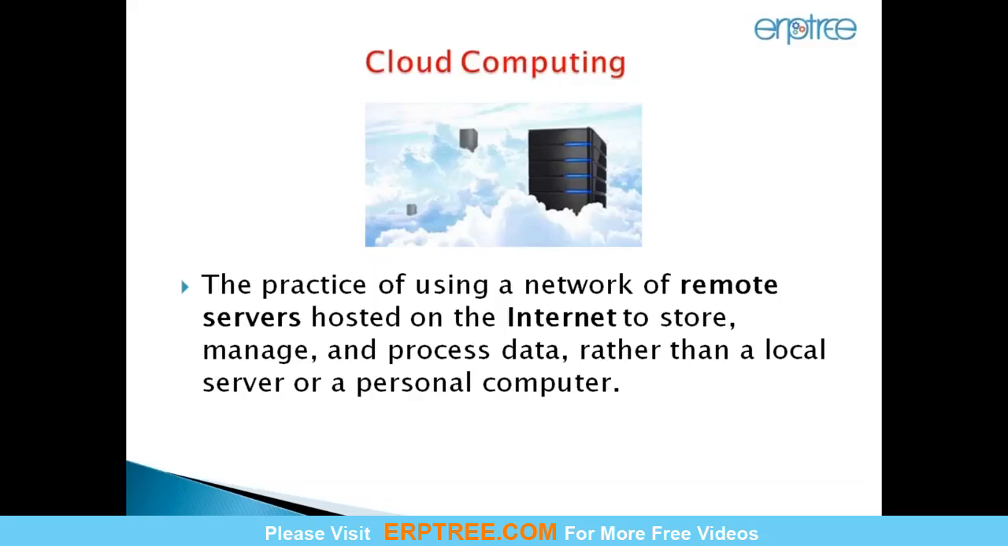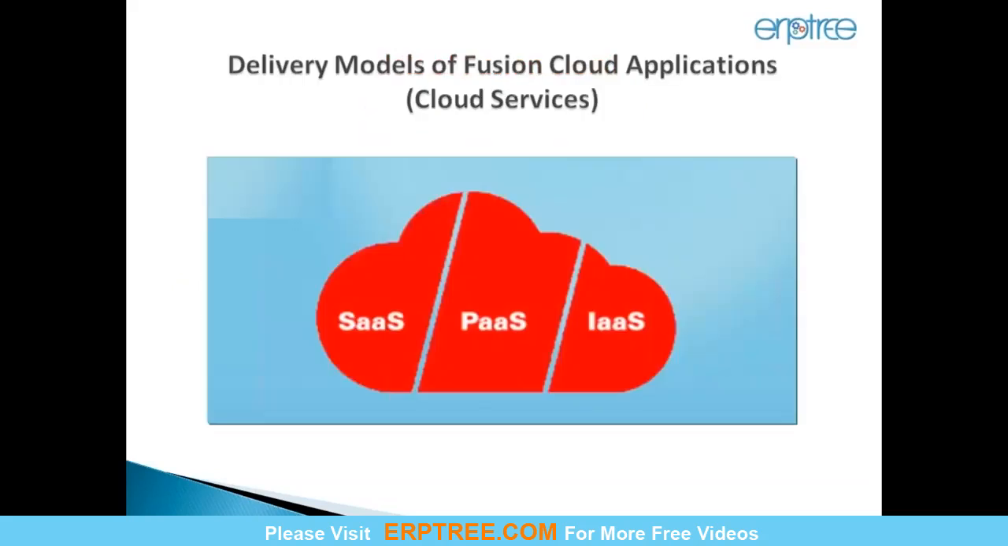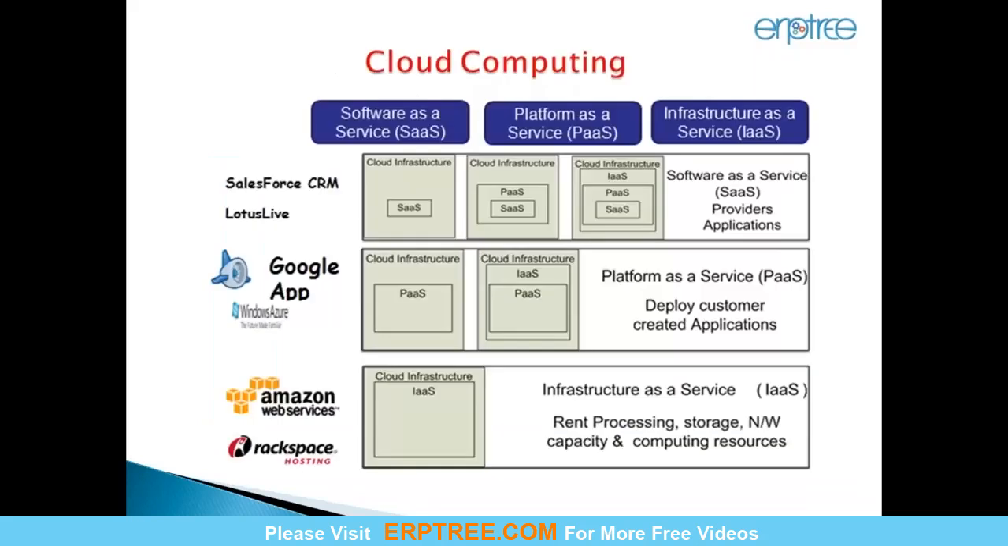So that is the cloud computing technology, which is a platform for our Fusion applications. In the delivery models, we have SaaS, PaaS, and IaaS. SaaS is software as a service, PaaS is platform as a service, and IaaS is infrastructure as a service. We will understand clearly what these are about when we get into the further slides.